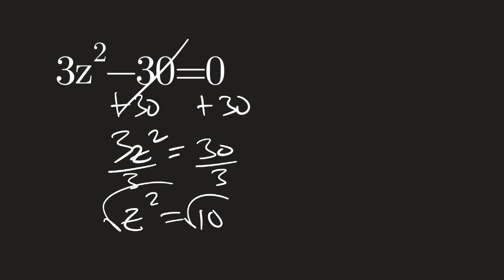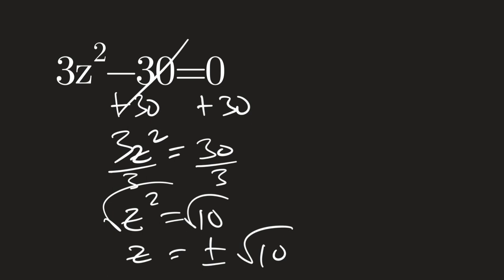Square root of z squared is z. We know that we're going to get a positive and a negative. Can I do anything with a 10? I don't think so. 10's not a perfect square. There's no perfect square number that goes into 10. Easy peasy. Plus or minus root 10.